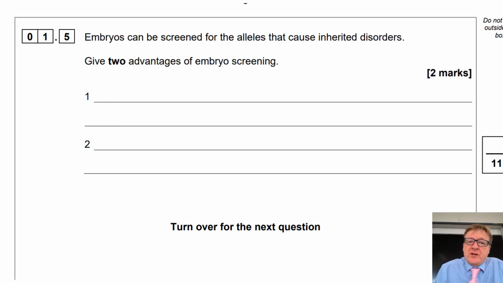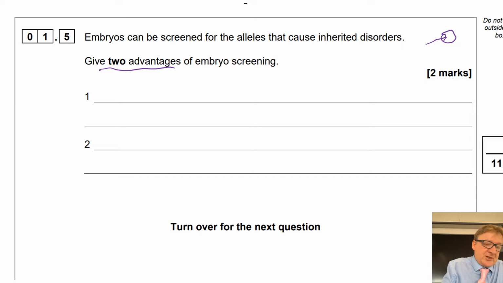Okay, so embryos can be screened for the alleles that cause inherited disorders. So that's looking for the genes that are in there. What you could have is an embryo, and then you could check what genes and alleles are in there, to see if it is a possibility that they're going to have the disorder. Give 2 advantages of embryo screening. Well, we'll talk about advantages in a minute, but a disadvantage could be the fact that it costs a lot of money, and also it is kind of playing God. It's looking at the actual genes in the embryo before the baby is actually born.